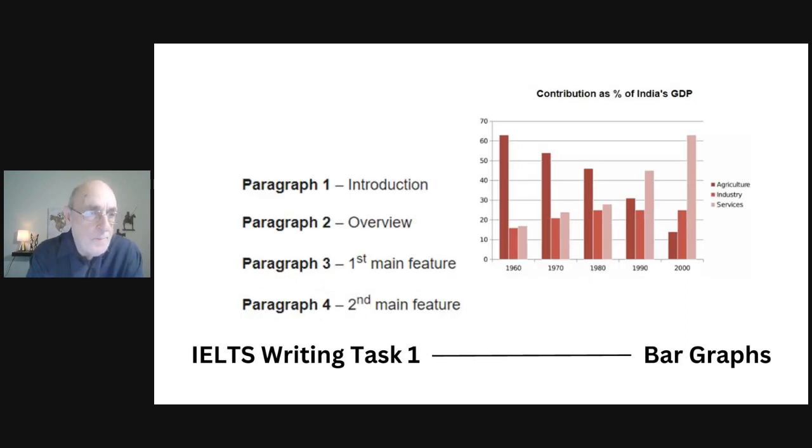So remember, we're going to be writing 4 paragraphs. Our first paragraph, and it's not even going to be a complete paragraph, maybe 1 sentence, maybe 2. We're going to write our introduction. Then our second paragraph is going to be an overview, a summary of the entire graph. And then in paragraph 3, we're going to describe our first main feature. And in paragraph 4, we're going to describe our second main feature.